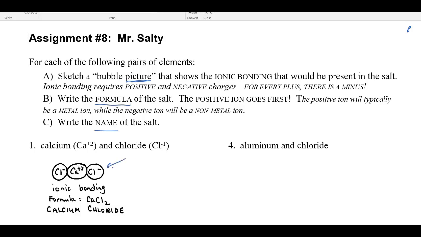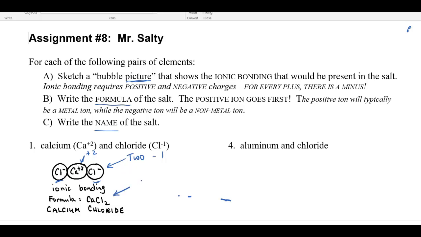Here's the picture. You should see that we have equal plus and minuses. There is a +2 here and 2 -1s. That adds up to 0. That's what we're looking for. That's why it is 2 of these chlorides for every 1 calcium.